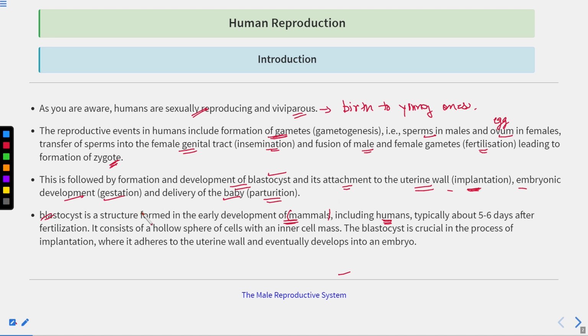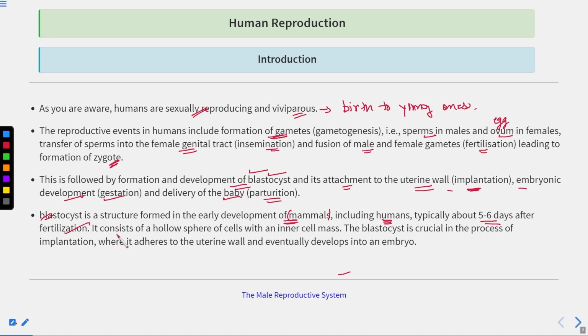So this blastocyst is a structure formed in the early development of the mammals, including human, which is typically about 5 to 6 days after the fertilization. Clear? So first the zygote will be formed, and then from the zygote, blastocyst development will take place. Then from the blastocyst, the mature embryo will form. Then the embryo development will take place, which is known as gestation. And finally, the baby will be delivered.